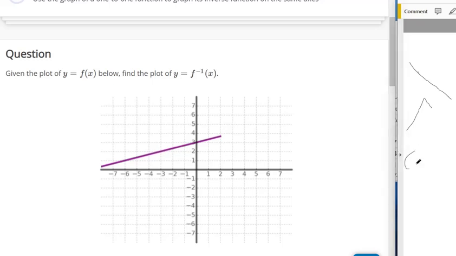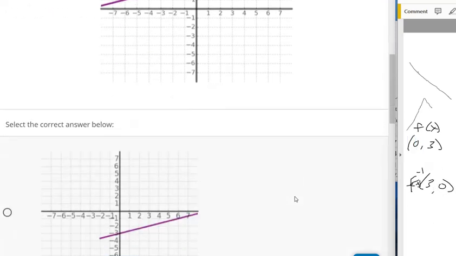Because for the graph of f of x, let me see if I can make my pen bigger. There we go. So for this graph, it crosses at 0, 3, right, on f of x. That's a dot that's on the graph. So the inverse needs to have 3, 0. I switched the x's and y's, which is what an inverse does.